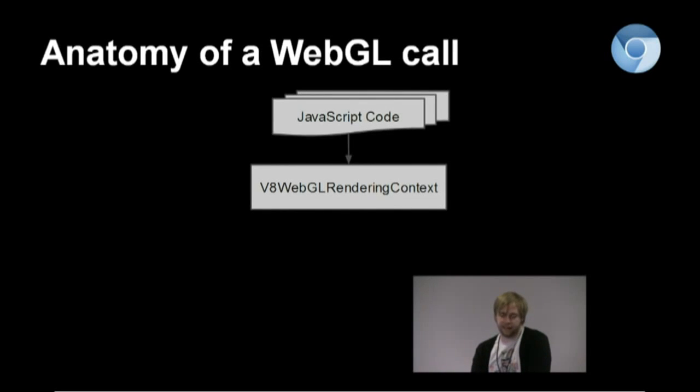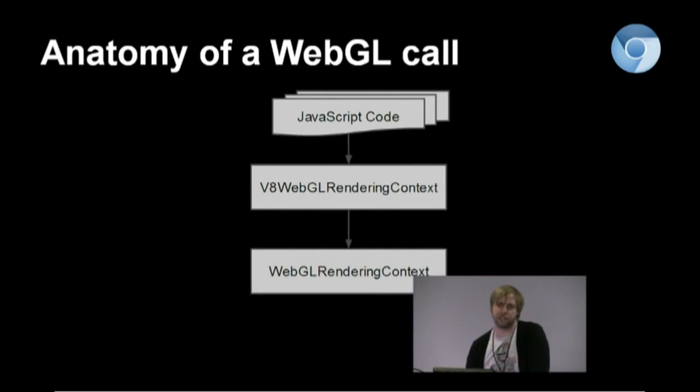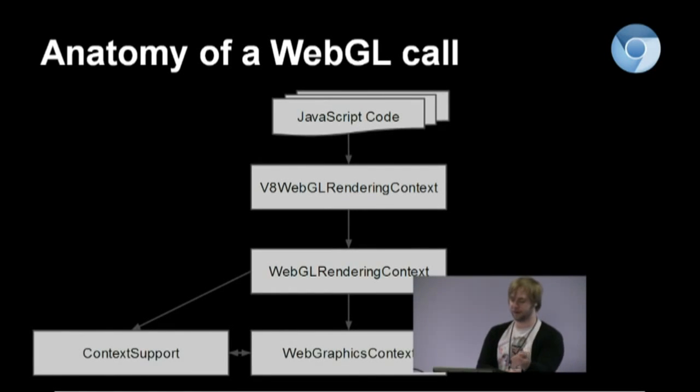Basically, any of the browser APIs that get exposed to the application tend to be auto-generated, and there's actually an interface definition language that generates all this. It's the same thing with the WebGL bits. From there, we end up in the WebGL rendering context, and at this point we handle any validation and security checks. After that, we can take a detour to the context support class.